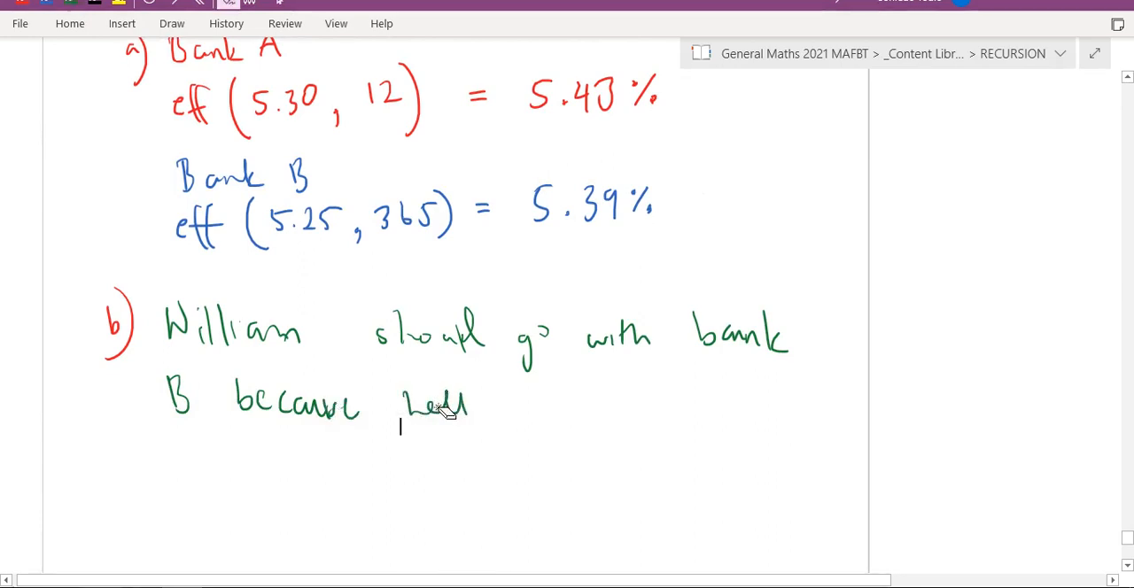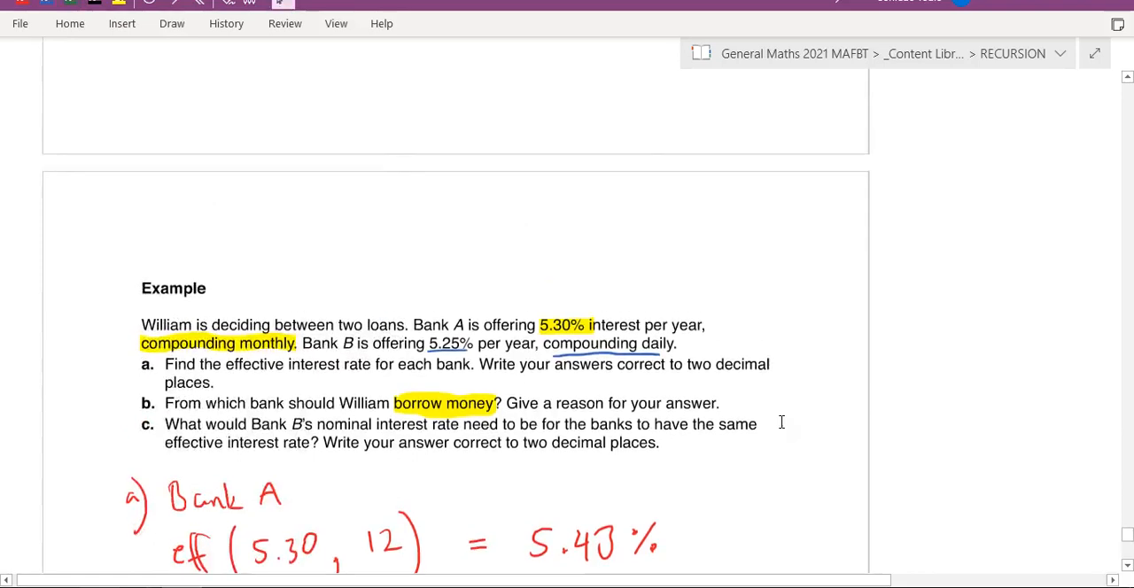So you have to read the question properly to understand the context. If most people don't read this, I bet you'd all go with Bank A. But because he's borrowing money, you want to go with the one that pays less interest. Okay, less interest.